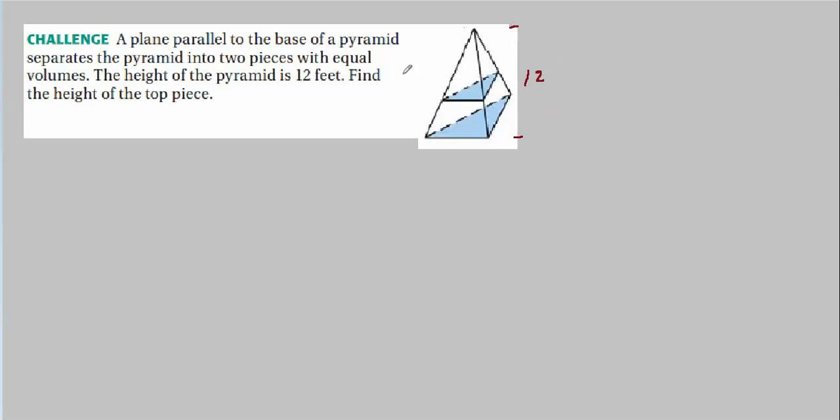Well, they also tell us that this plane separates this pyramid into equal volumes, which means that this whole pyramid has exactly double the volume of this top part here. In other words, the top part plus the lower part equaled the whole, and they break the whole up into 50-50, then if we count this as 1 unit, then the whole thing would be 2 units.